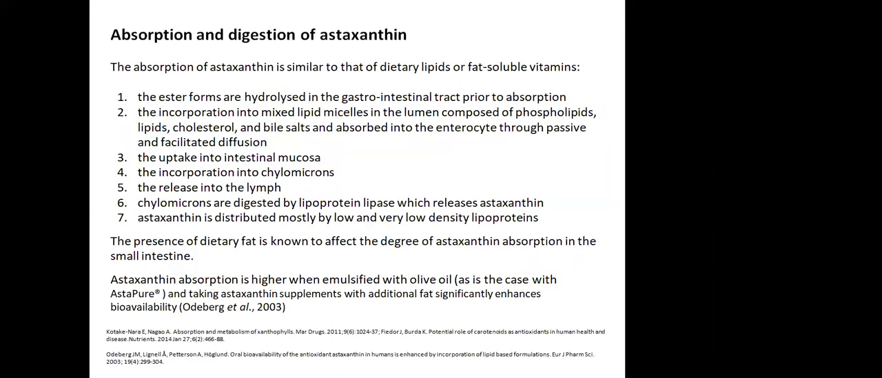Okay, so that's a little bit about our astaxanthin, what it is, what it does. Let's just talk, because again, this is quite important as well.